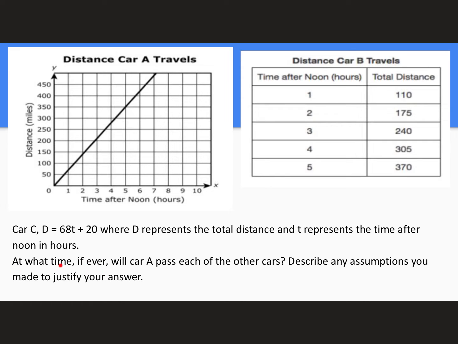At what time, if ever, will car A pass each of the other cars? Describe any assumptions you made to justify your answer. So we're going to decide, will car A ever pass? At what time will car A pass each of the other cars? Okay, so we have here car A. Here's car B. And here is car C. Okay, so let's look at how we can answer this.